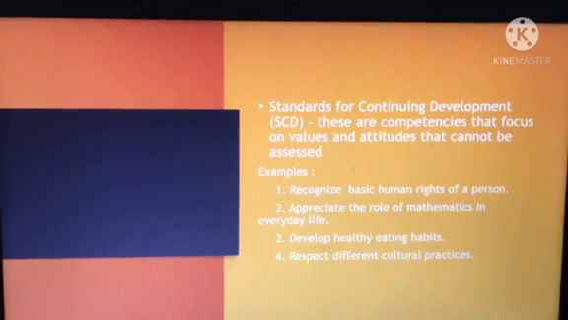Standards for continuing development or SCD. These are competencies that focus on values and attitudes that cannot be assessed. For example, recognize basic human rights of a person, appreciate the role of mathematics in everyday life, develop healthy eating habits, and respect different cultural practices.